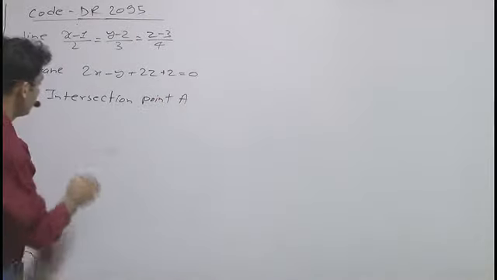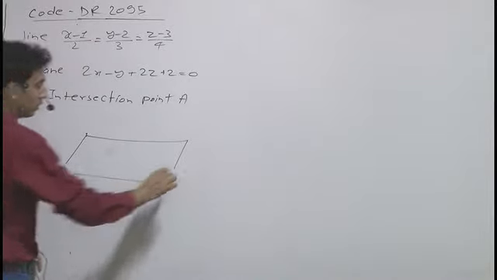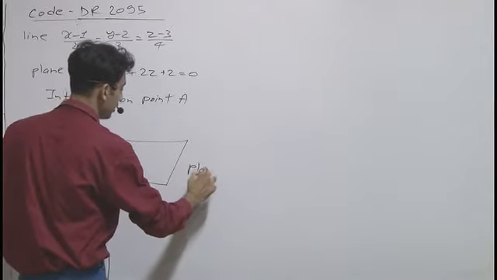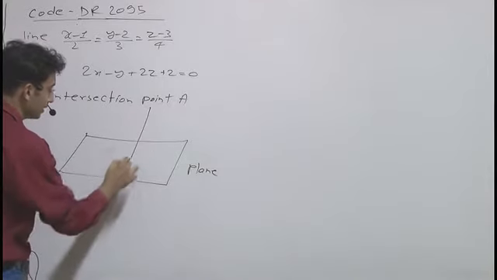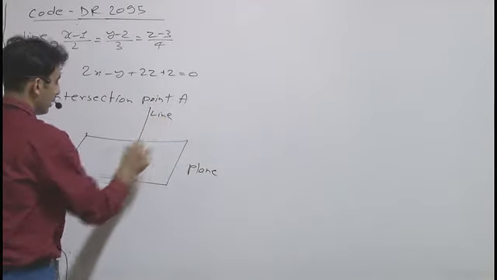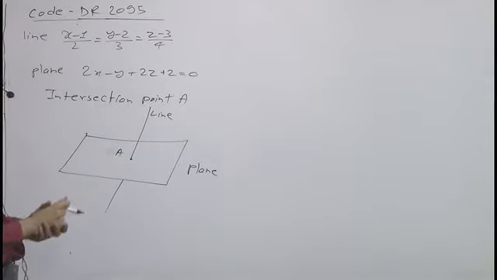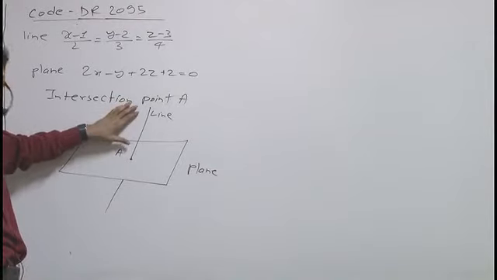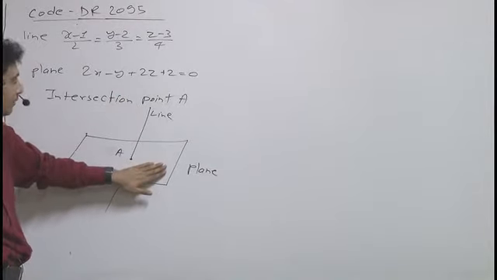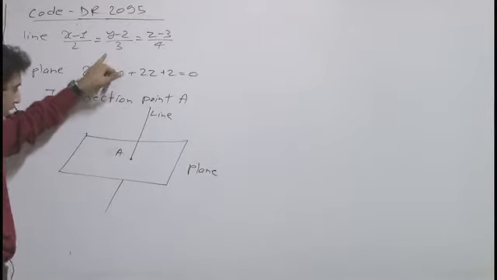So we can show the plane like this and the given line as this, and the point of intersection is A. So what we are going to do is find the equation of a line which lies in the given plane, passes through A, and has minimum inclination with the given line.